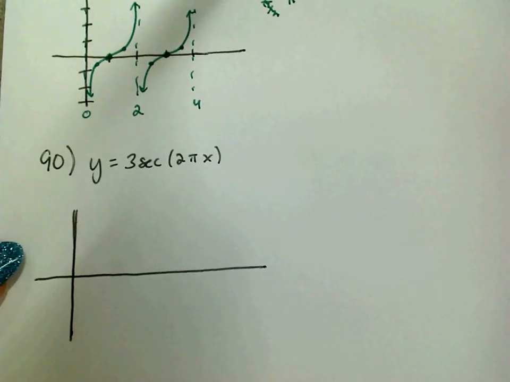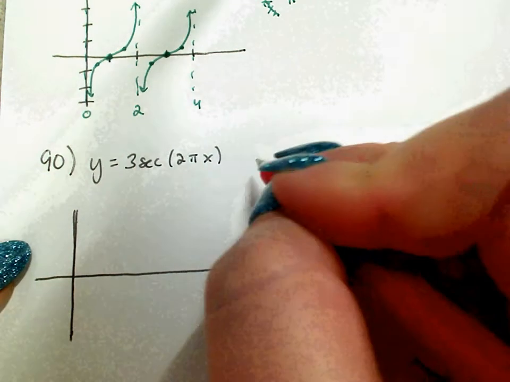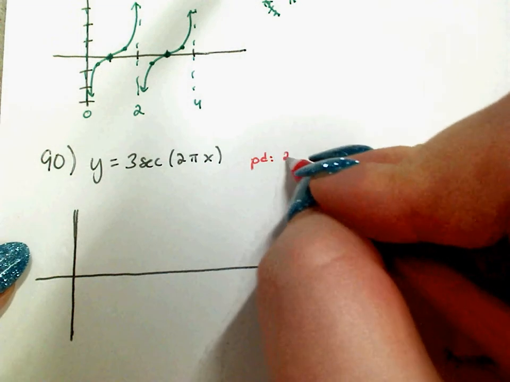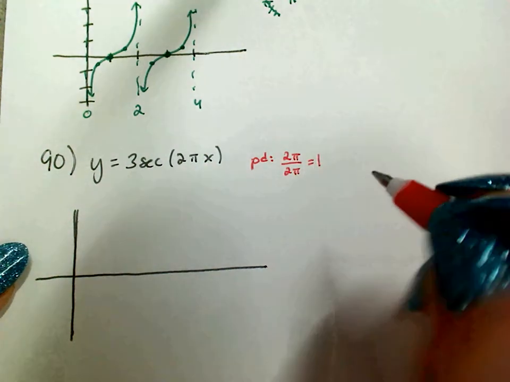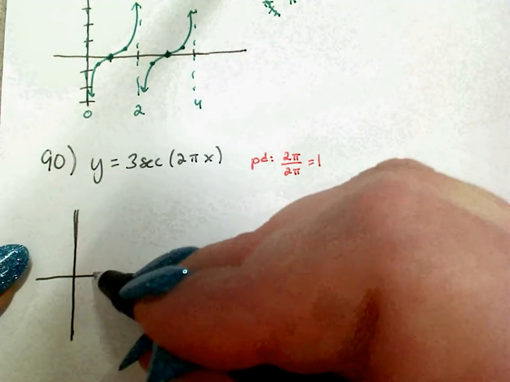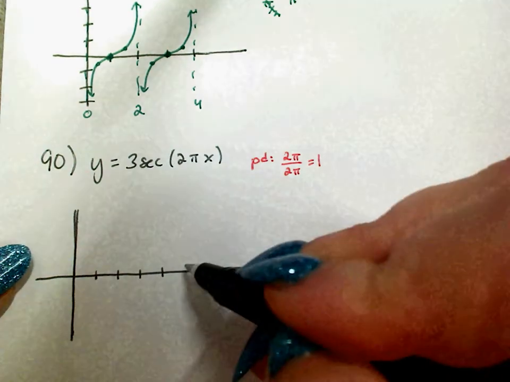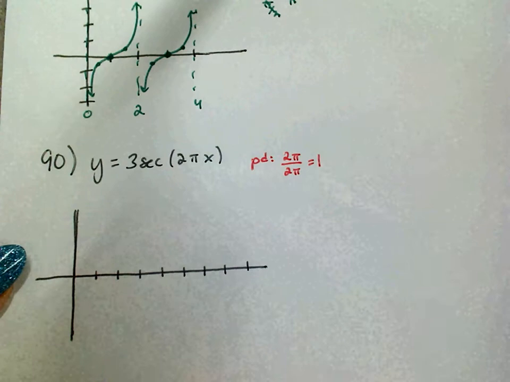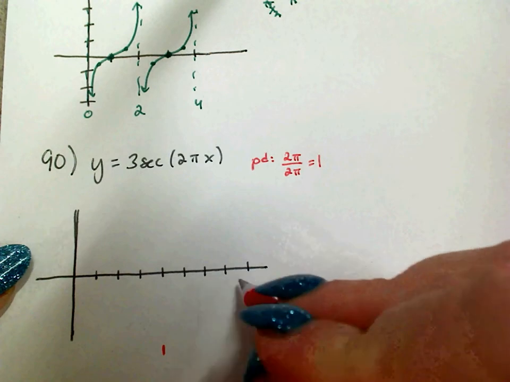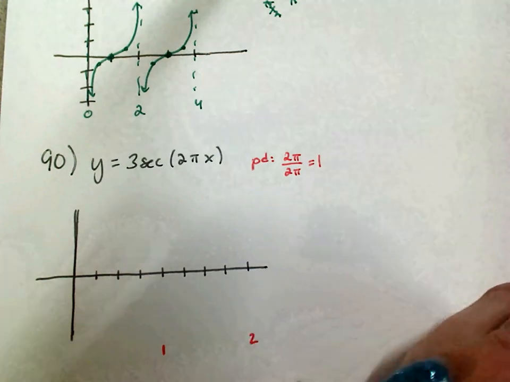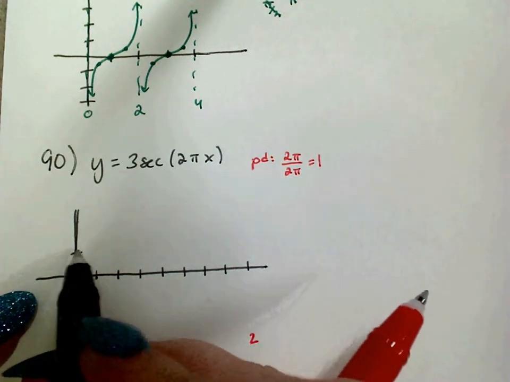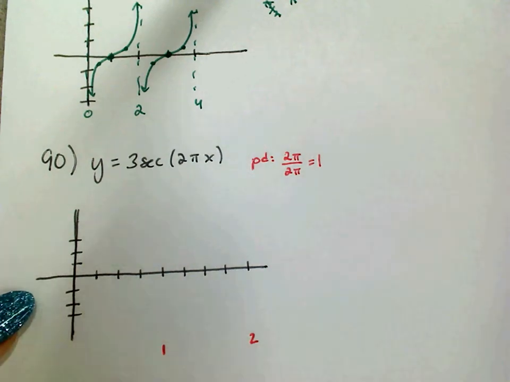So period for secant is the same thing as period for cosine, which is 2 pi divided by b, so 2 pi divided by 2 pi, which is 1, which means 1 period is only 1. So this down here, the 4th tick mark, I'm going to let that be 1. The 8th tick mark, I'm going to let that be 2. And I've got an amplitude of 3. So 1, 2, 3, 1, 2, 3. So I'm going to go up and down 3.